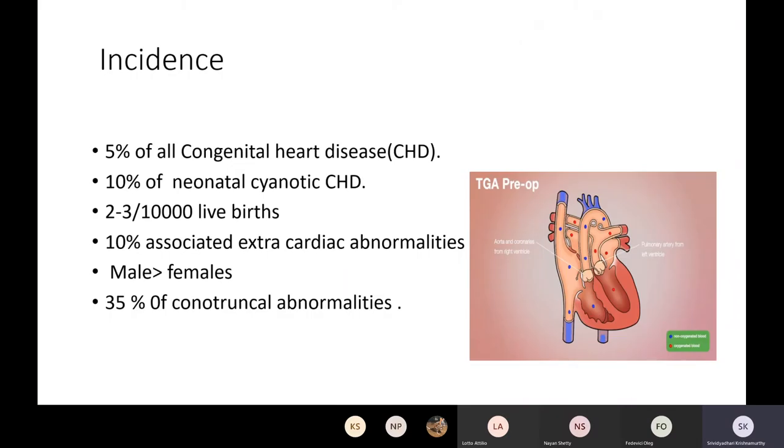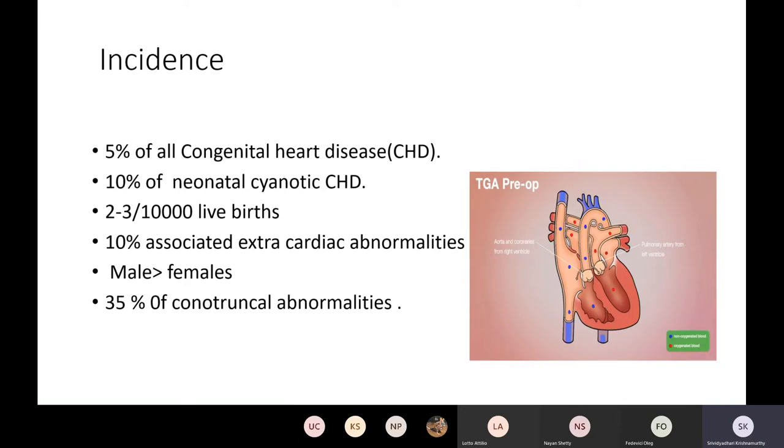So let's talk a bit about how common it is. It accounts for about 5% of all congenital heart diseases and 10% of neonatal cyanotic congenital heart diseases. And how often does it happen? About 2 to 3 per 10,000 live births. And these figures are from Europe. It's slightly different from the American figures.